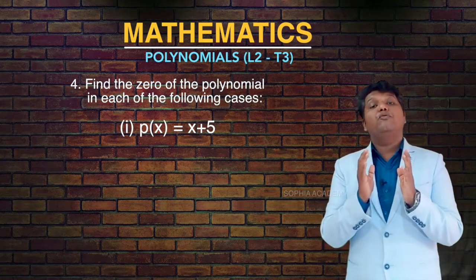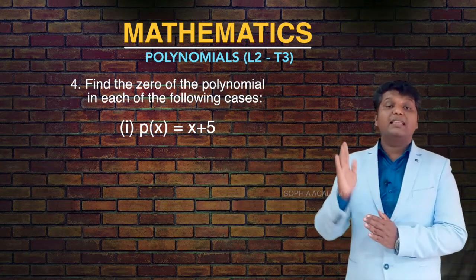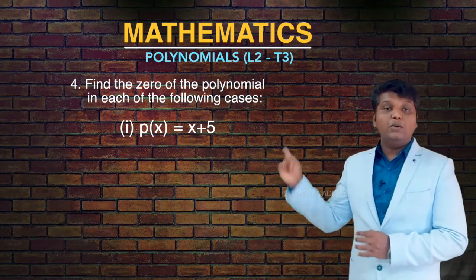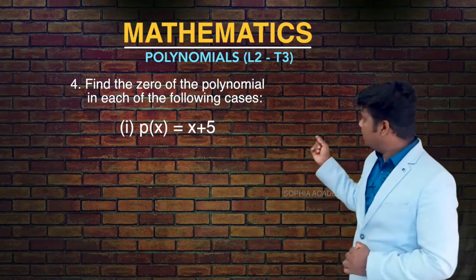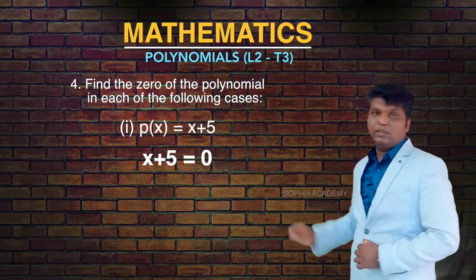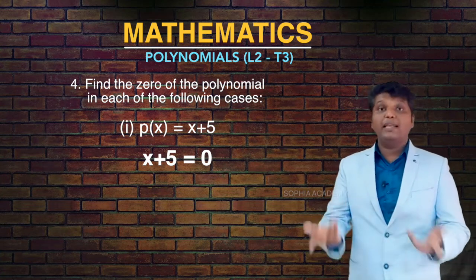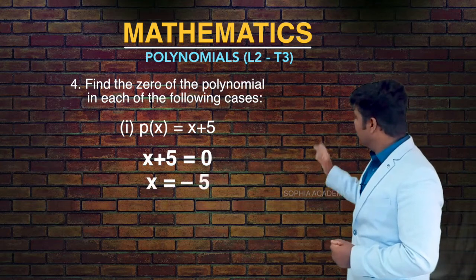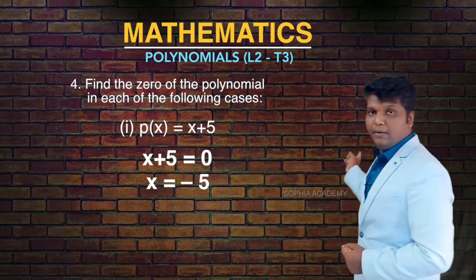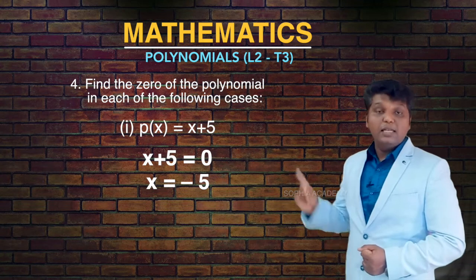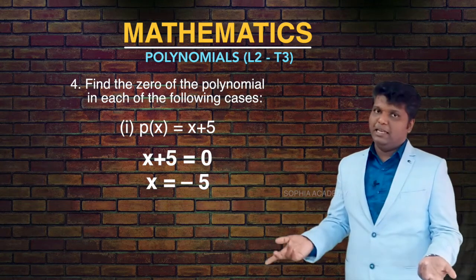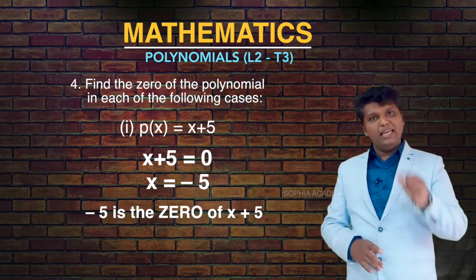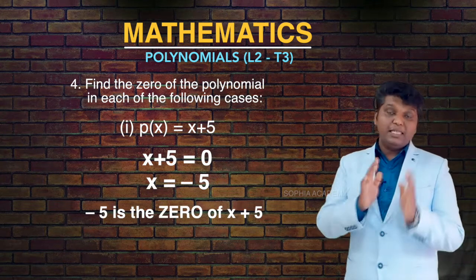Whenever you want to find a 0, you have to equate the given algebraic expression or the given polynomial to 0. So here it is x plus 5. So the first step will be x plus 5 is equal to 0. You are equating it to 0 to find the 0. Therefore, x is equal to, taking this plus 5 to the next side, it will become minus 5. So the 0 of this given polynomial x plus 5 is minus 5. That means equate it to 0.